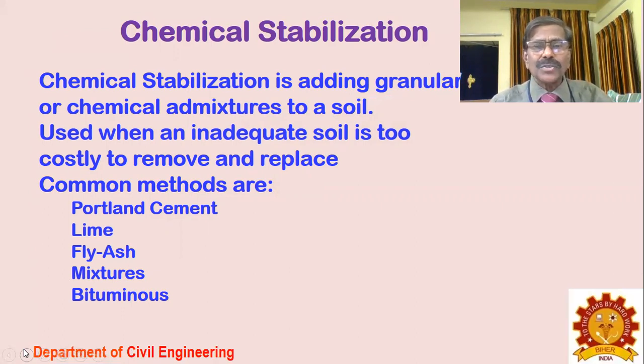Portland cement is mostly used because fly ash is a component used in Portland cement also. So we are not much using the fly ash and mixtures. And bitumen is mostly used on the roadside, so bitumen scarcity is also there. So for chemical stabilization, most of the time we use Portland cement.